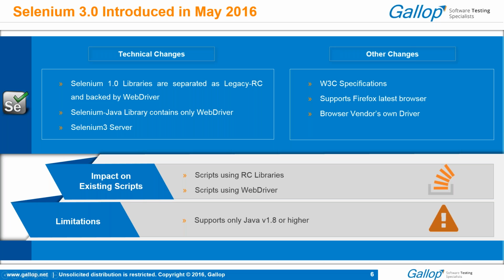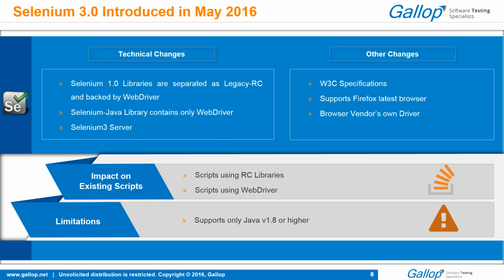What exactly this change means is that from the Selenium WebDriver API, the legacy RC libraries are separated, and these RC libraries are now fully backed by WebDriver. As of 2.0, RC was still available as it is with the same architecture, and there was a separate WebDriver-backed Selenium available, and there is a WebDriver API available. But from 3.0, the legacy Selenium RC libraries are fully separated as legacy RC, and this legacy RC will now be using the WebDriver-backed approach.